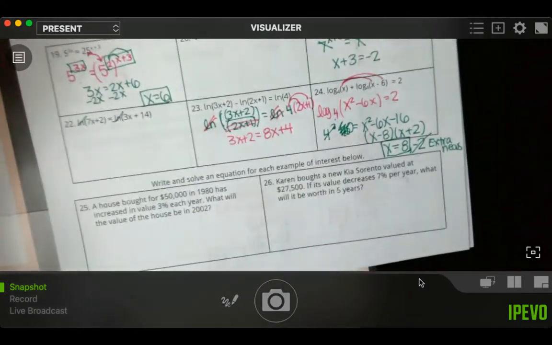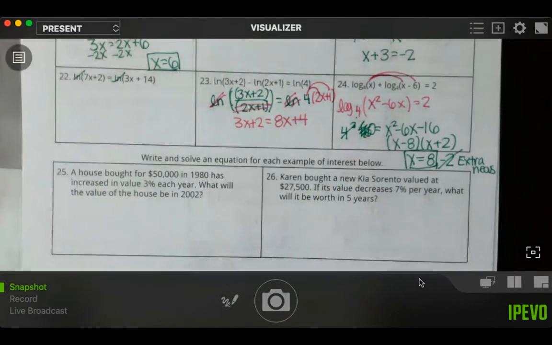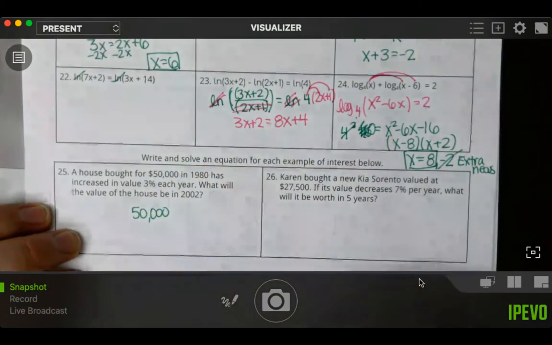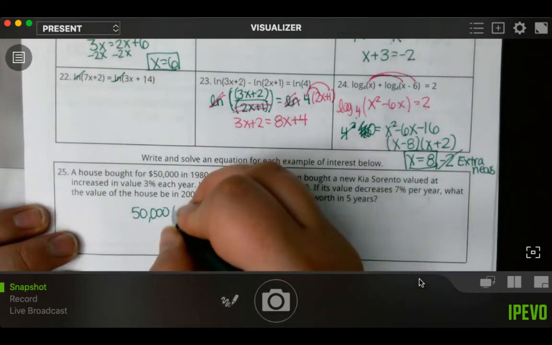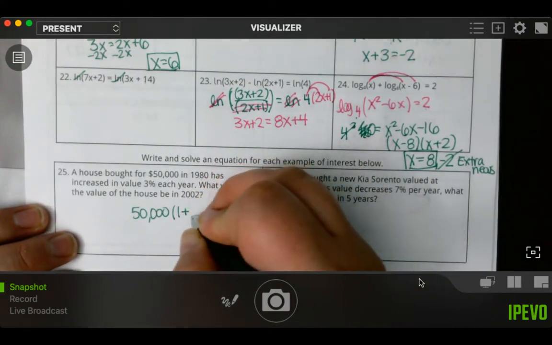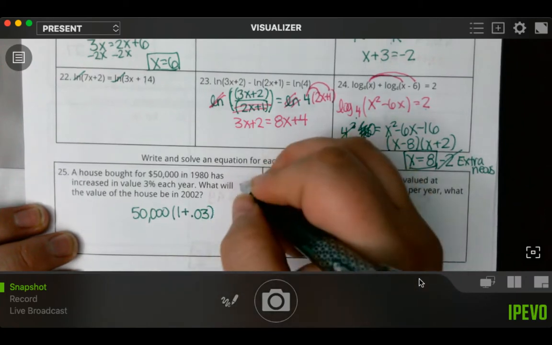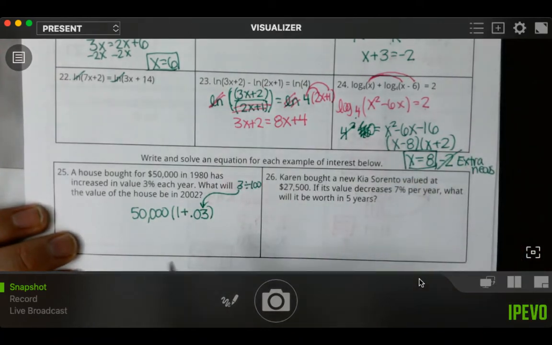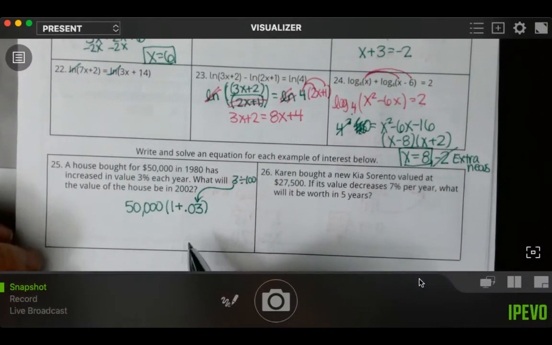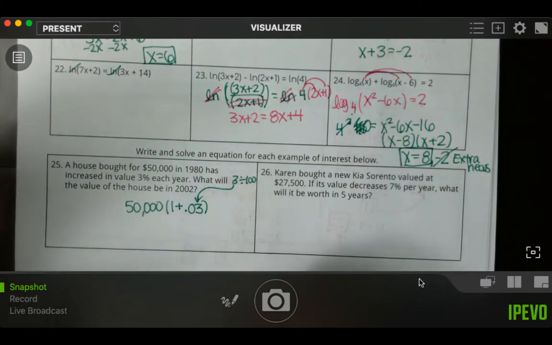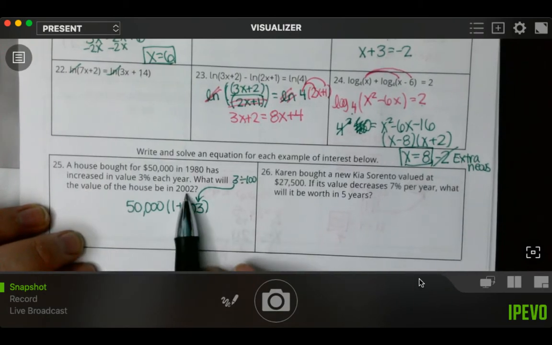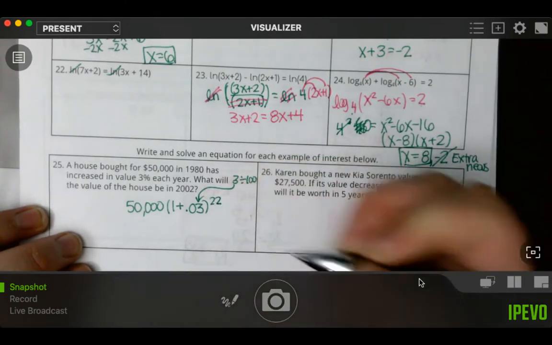Okay, on the bottom, we have 2 examples of interest. A house bought for $50,000. So start with 50,000. Has increased in value 3% per year. Since it has increased, you're going to do 1 plus the rate. But remember that you need to do 3 divided by 100 to get the decimal form. Do not plug 3 in. Then you're giving somebody 300% interest rate. That's crazy. Okay? So then it says, what value will the house be in 2002? It was bought in 1980, so 2002 is 22 years later.